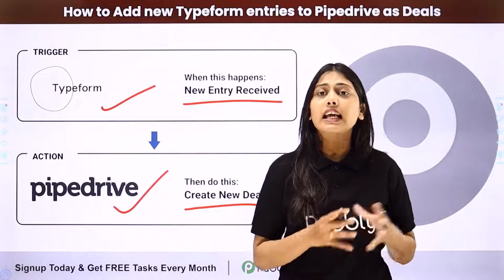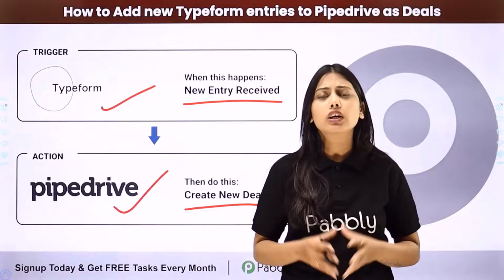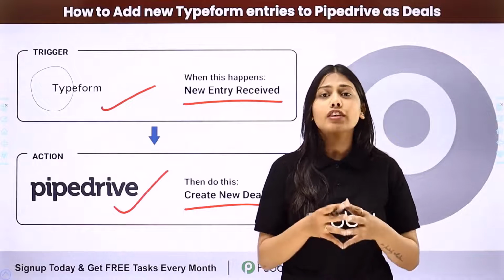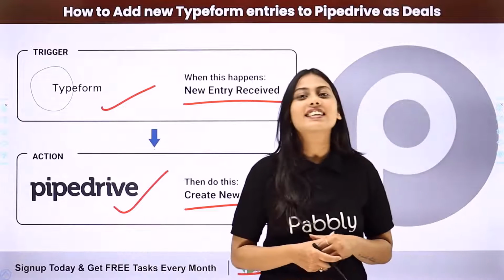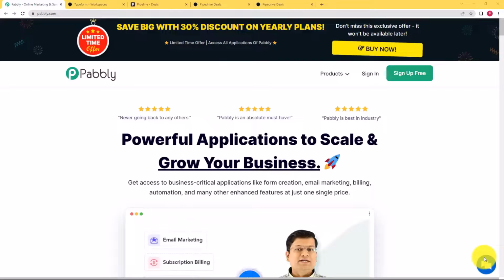This way, you can actually create a deal in your Pipedrive account without sharing their credentials. We will be doing this using an automation software, that is Pabbly Connect. Let us learn how to do it. So in today's video, we will learn how to add new Typeform entries to Pipedrive as deals. We will be integrating Typeform and Pipedrive in such a way where Typeform will be our trigger application and Pipedrive is going to be our action application. And this integration will be done using an automation software, Pabbly.